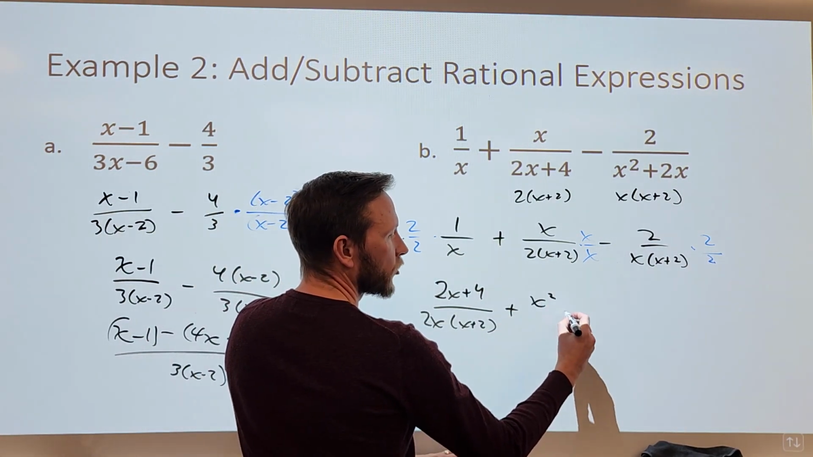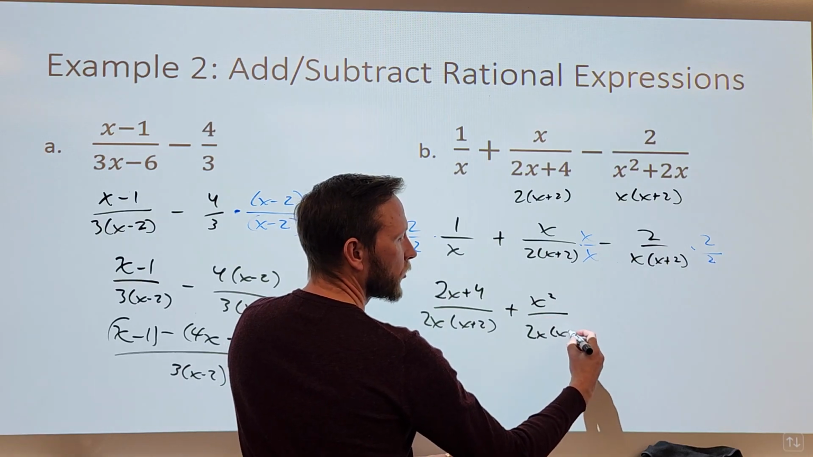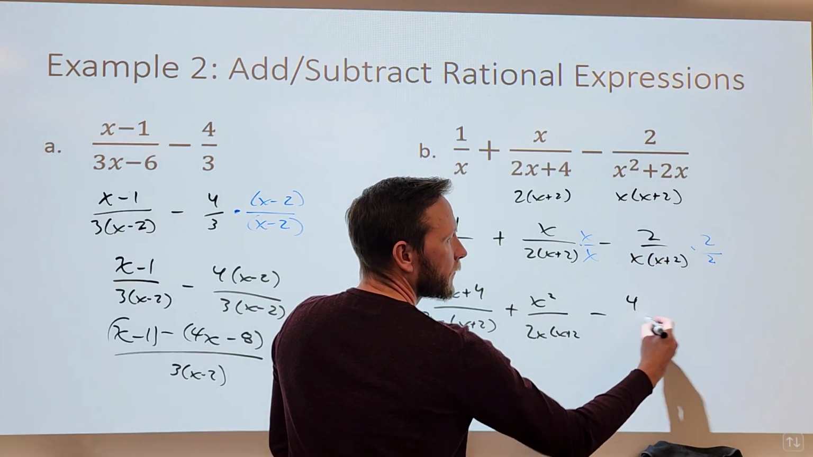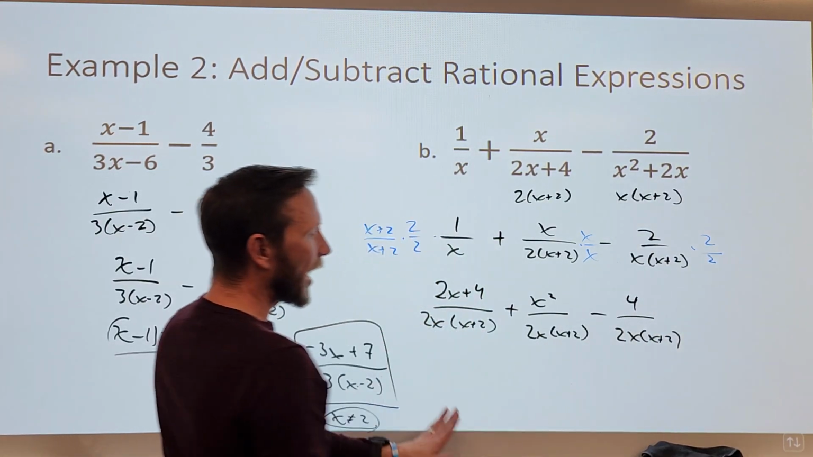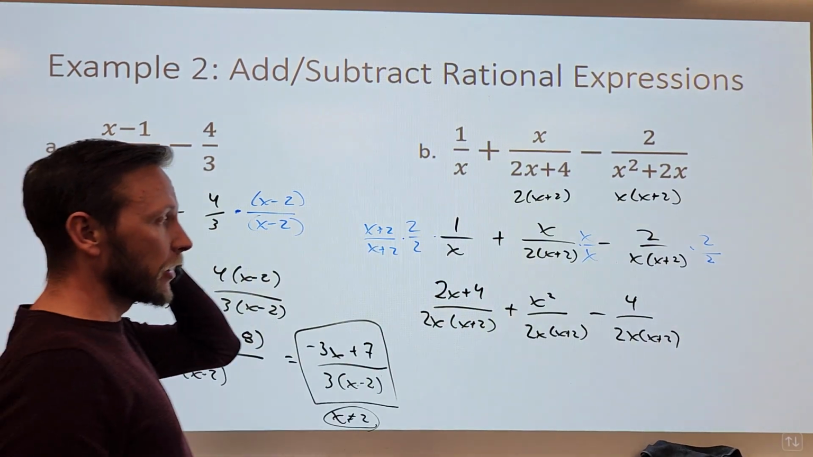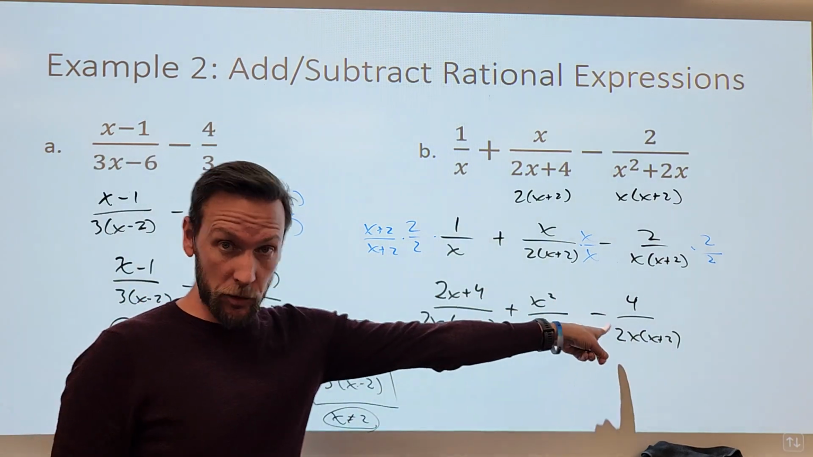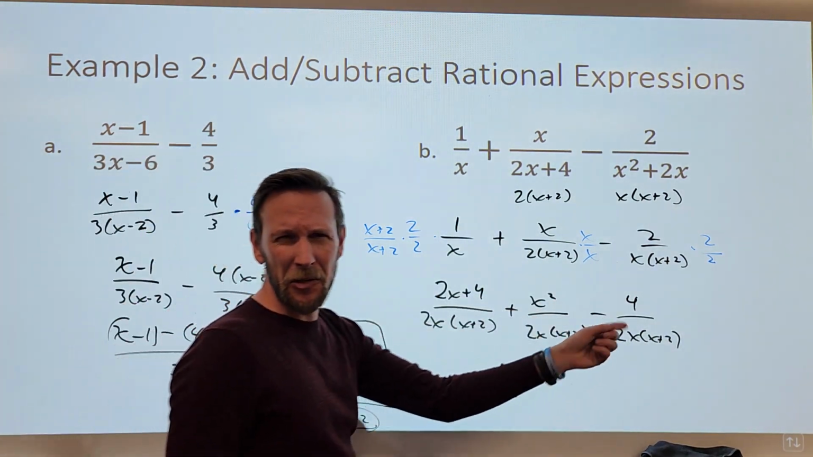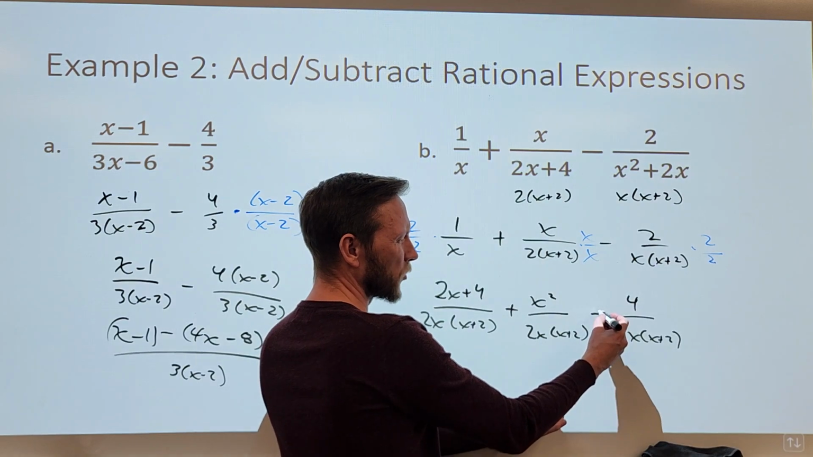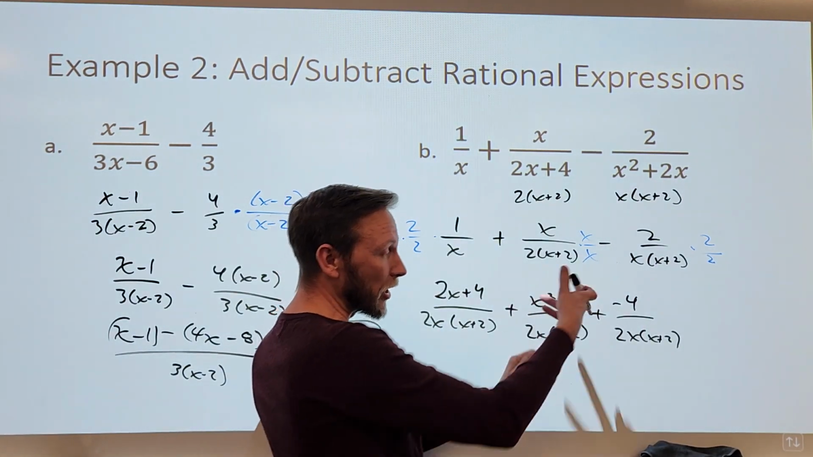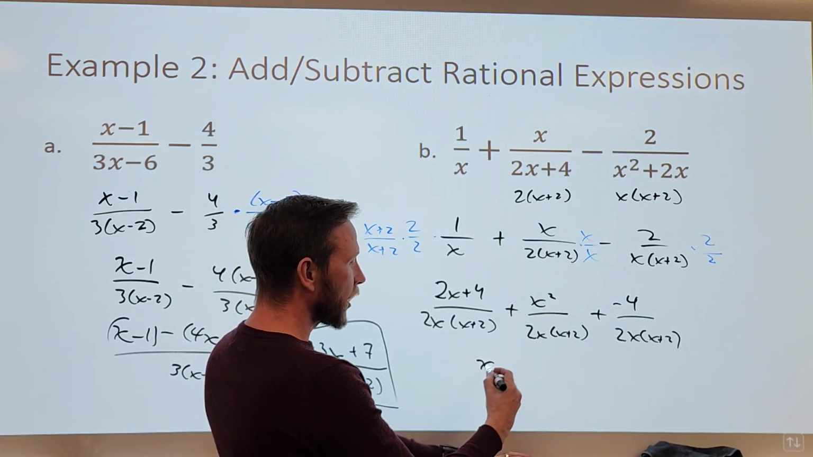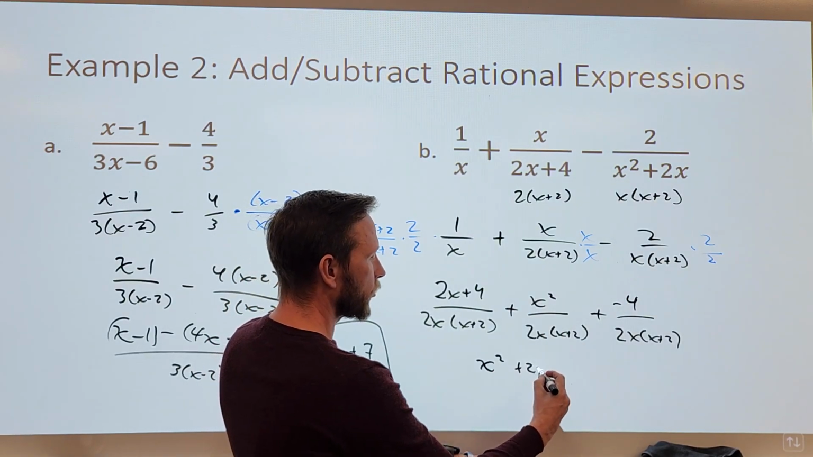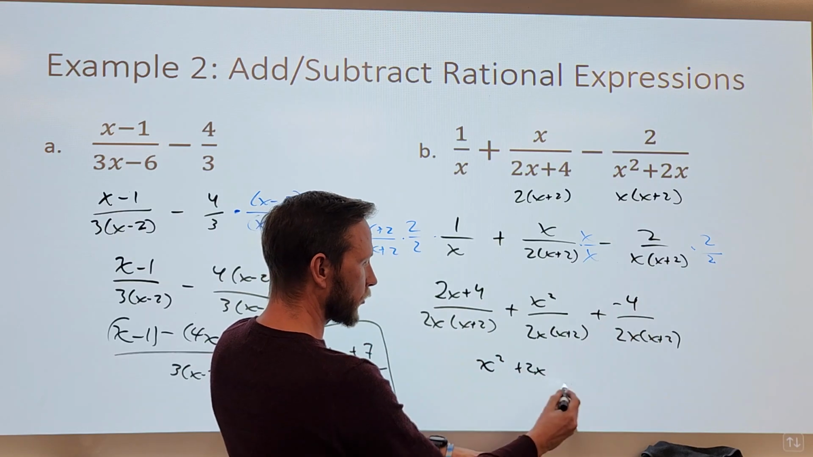Plus, I've got x squared, and I've got 2x times x plus 2, minus 4 times 2x times x plus 2. I have the same denominators. Now let's write our numerators added and subtracted together. If this is a strategy they showed you in Algebra 1, you can write this as plus the opposite if you want to. Add the negative there if you'd like, if you don't like to do the subtraction. And so this gives us x squared plus 2x plus 4 minus 4, that'll sum to 0.